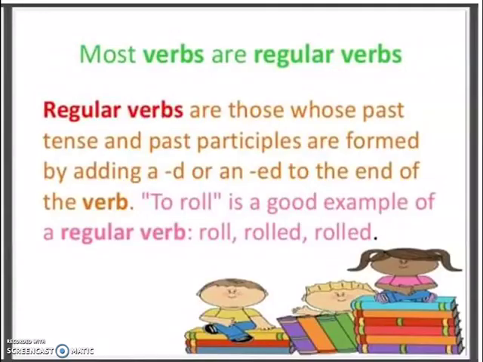Let's define what are regular past tense verbs. Regular verbs are those whose past tense and past participles are formed by adding a d or an ed to the end of the verb. To roll is a good example of a regular verb. Roll in the present form. Rolled in the past, we added ed, and rolled in the past participle, we added ed also at the end of the verb.